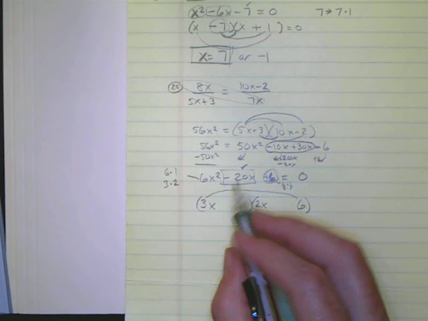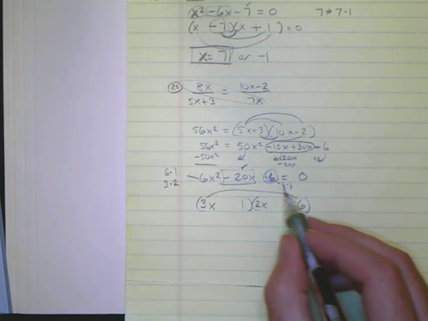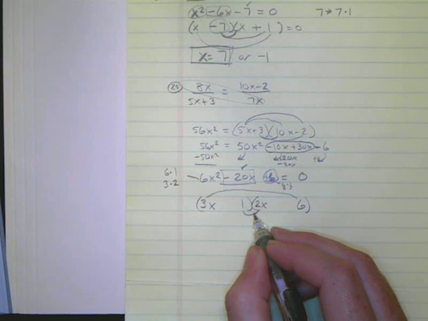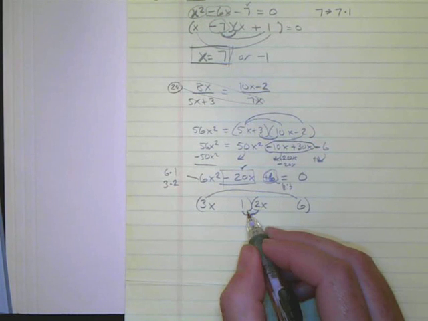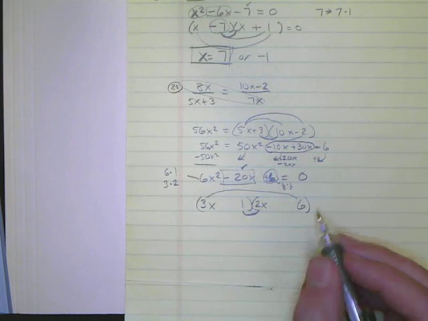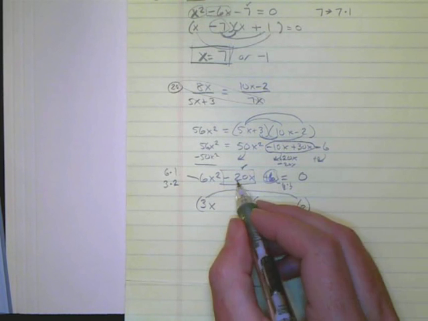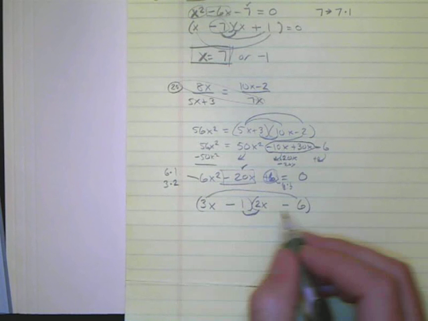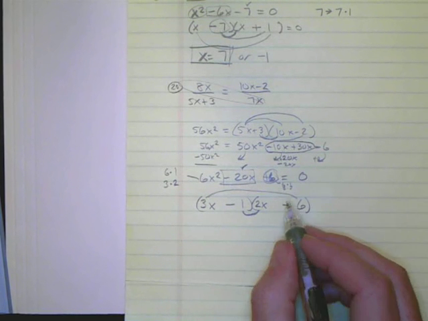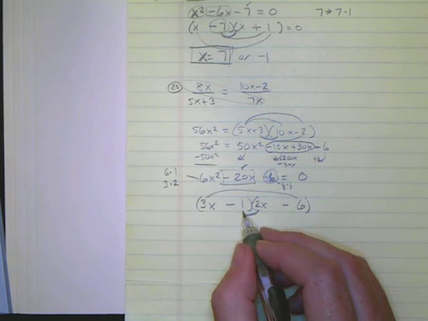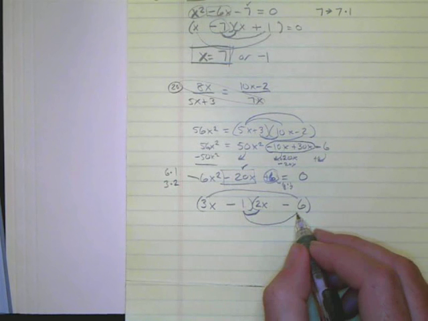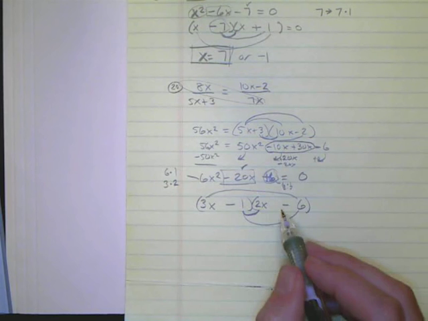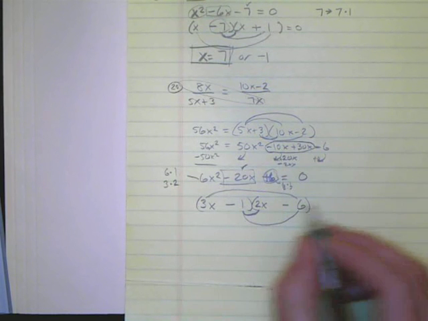When I look at my outside, I have 18, and I know I want to get to 20, so this has to add up to my inside. 2 times 1 is 2, so 18 plus 2 gives me 20. Now, it's a negative 20, so they both need to be negative in order to combine to give me a negative 20. Making them both negative is fine because negative 1 times negative 6 is still a positive 6. So I'm okay in that regard as well. So that's going to be equal to 0.